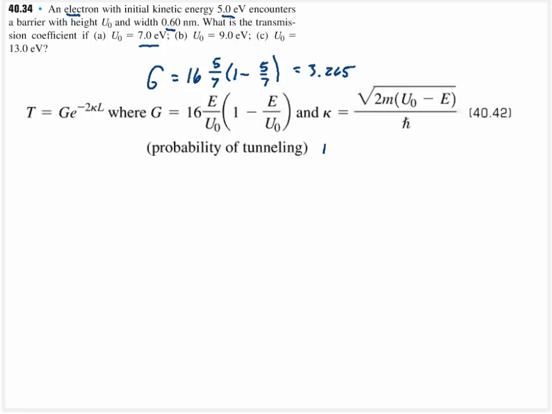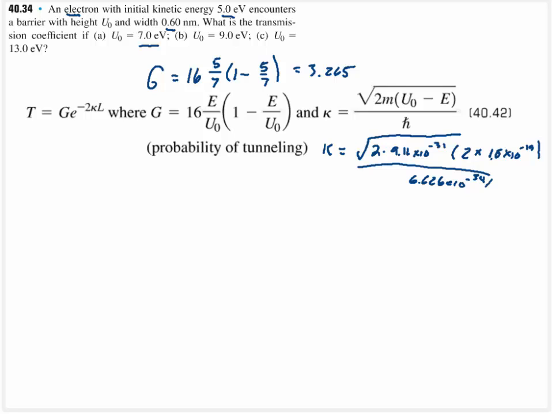For this little kappa right over there, that's going to be the square root of 2 times the mass of an electron, 9.11 times 10 to the minus 31st. And then we're going to have our energy difference, which is going to be 2 eV. It's going to be 5 minus 7. And I'm going to go ahead and convert this guy to joules, multiply it by 1.6 times 10 to the negative 19th. And go ahead and divide this guy by h bar, 6.626 times 10 to the minus 34th divided by 2 pi. Actually, that's an explicit divided by. And we're going to get a really big number.